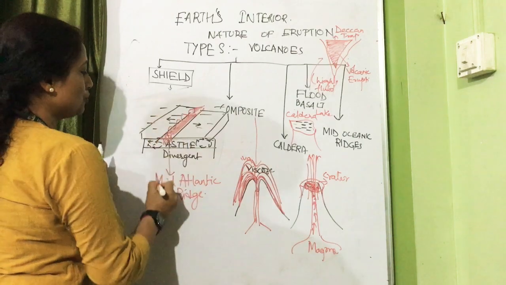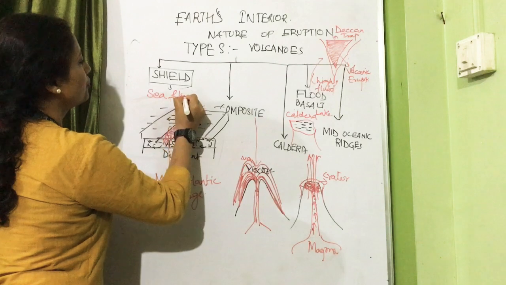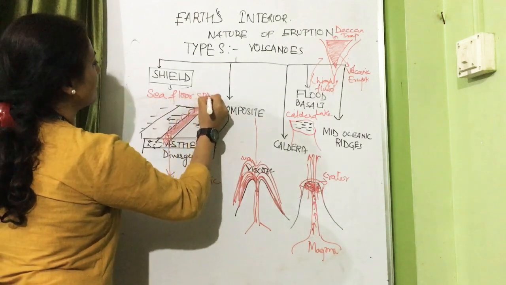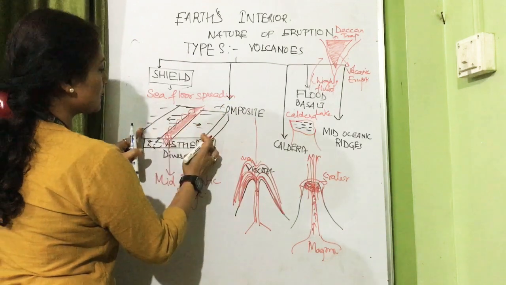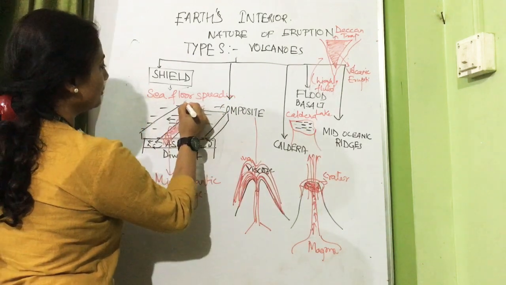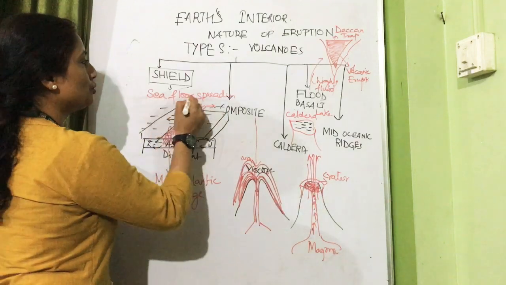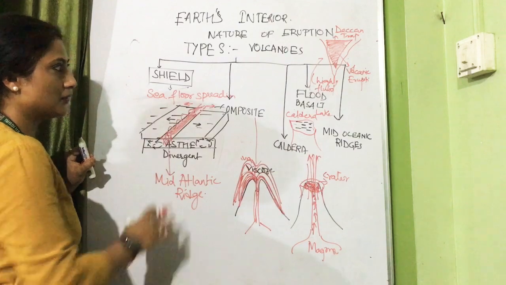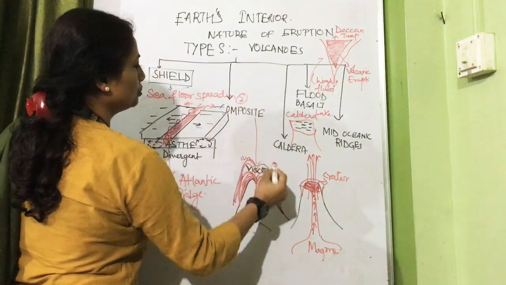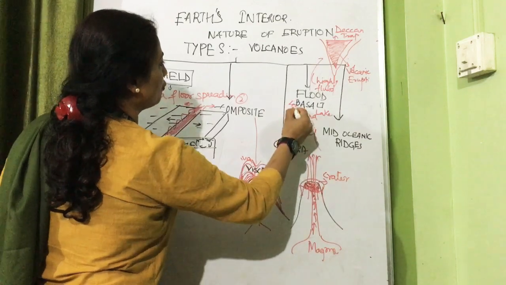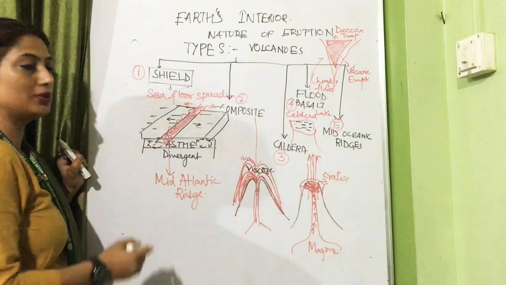This is also known as, you will study in other chapters, sea floor spreading, because the floor which was limited to this extent has now extended and a new crust has been added. So this is known as sea floor spreading. So these are the 1, 2, 3, 4, 5 types of volcanoes which you should know in this chapter.